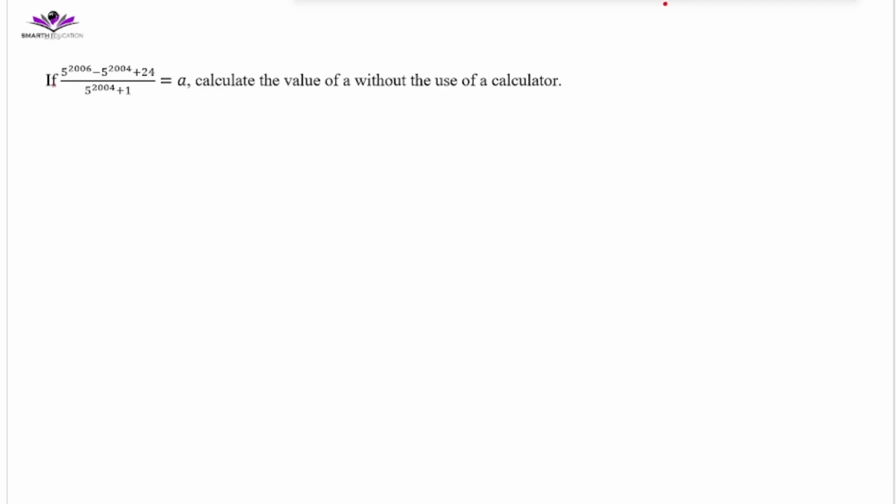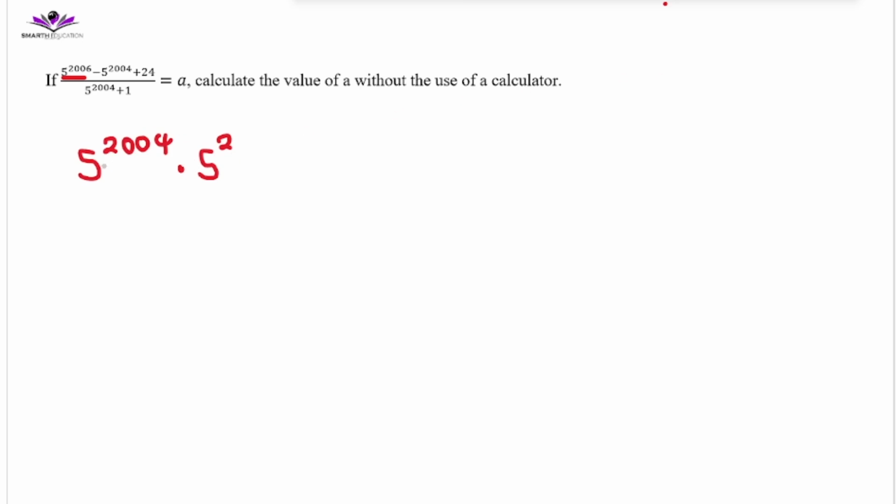Now let's do this question. We are required to calculate the value of a without the use of a calculator. So what do we do? We can break this power into 5 to the power of 2004 and then times 5 to the power of 2 like that. Remember, we can break powers.